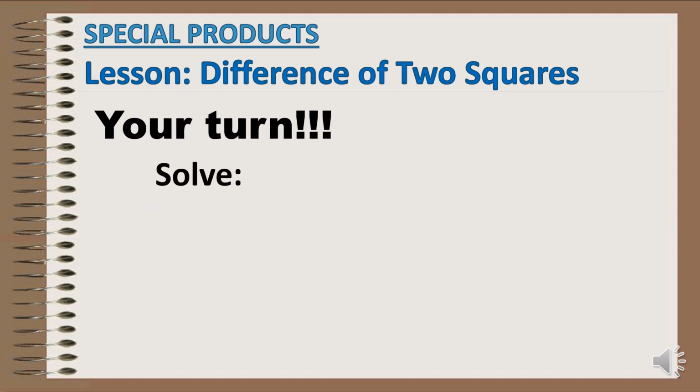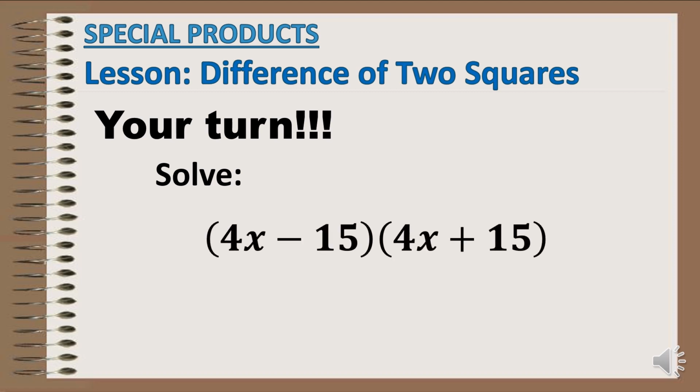Your turn. Here's another one. Solve the quantity of 4x minus 15 times 4x plus 15.